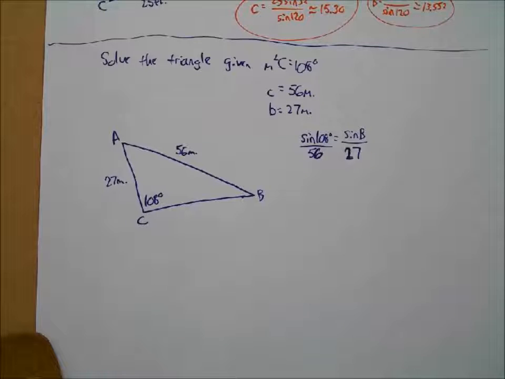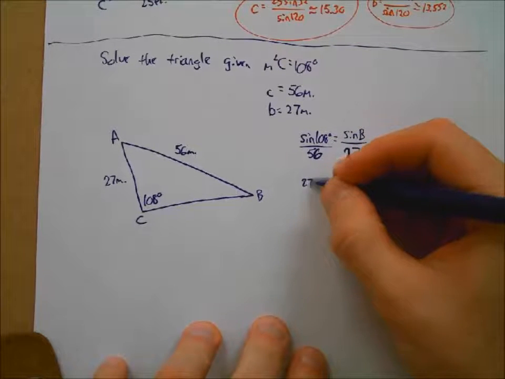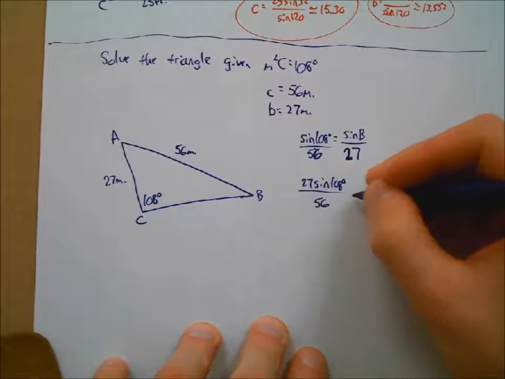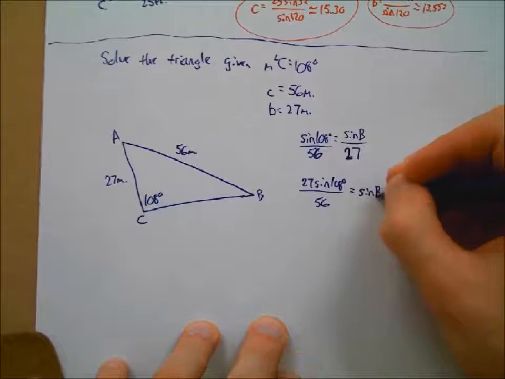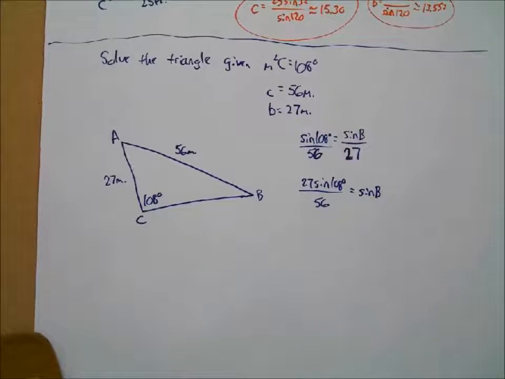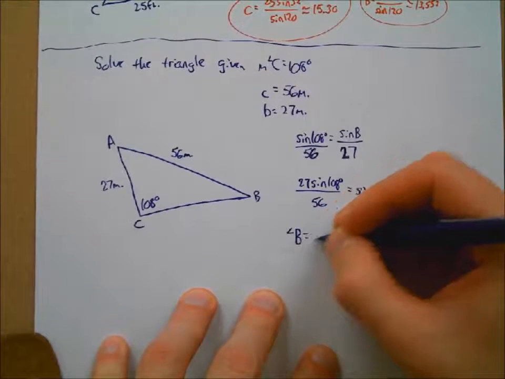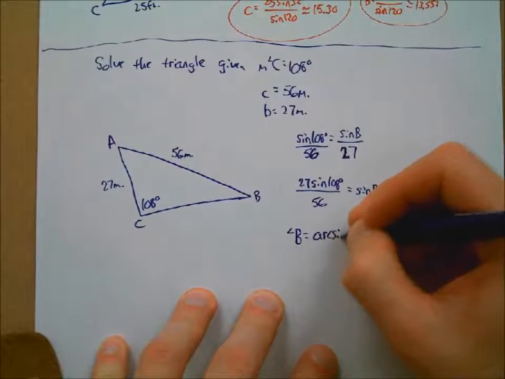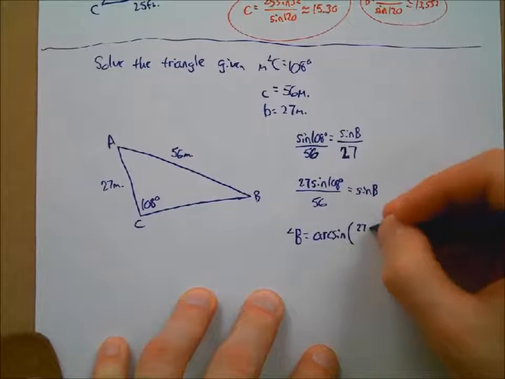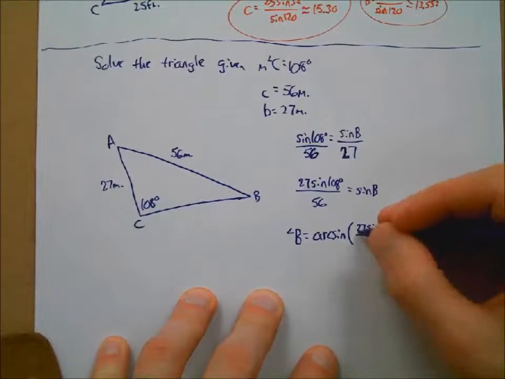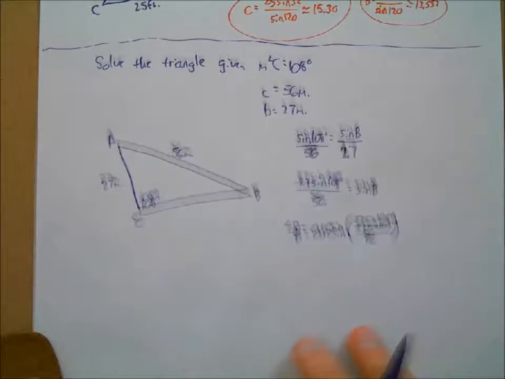Multiply both sides by 27, right? So we'll have 27 sine of 108 degrees over 56 equals sine of b. And then how should we solve from here? Arc sine. Oh, Mr. Witt, inverse trig. I thought we were away from that, but we're not. We're going to do arc sine of both sides. And so we end up with the arc sine of 27 times the sine of 108 over 56. That's the precise answer, of course, right? But then we'll go into our calculators and type this in.